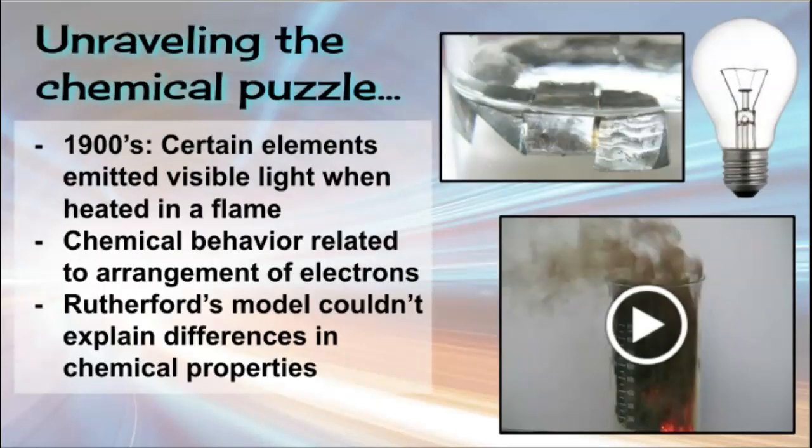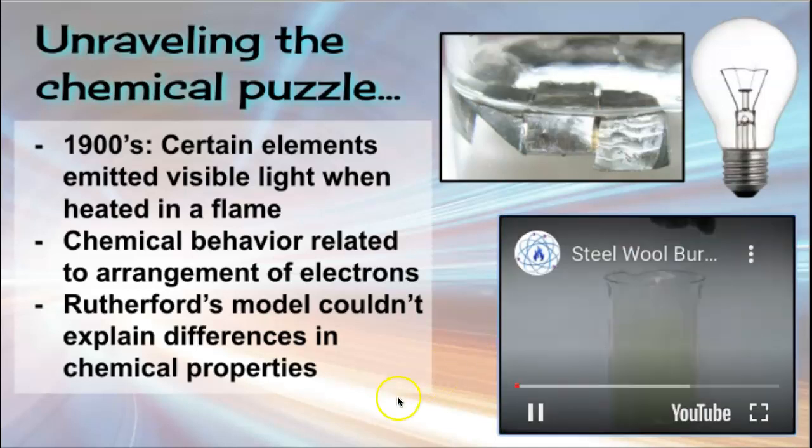So as scientists began to unravel the chemical puzzle, they realized that there were certain things that didn't square with the understanding that Rutherford and other scientists had worked on. So in the 1900s, there was some research with different elements and looking at visible light. And they realized that Rutherford's model couldn't explain the differences between different elements and the different properties that were exhibited in those.